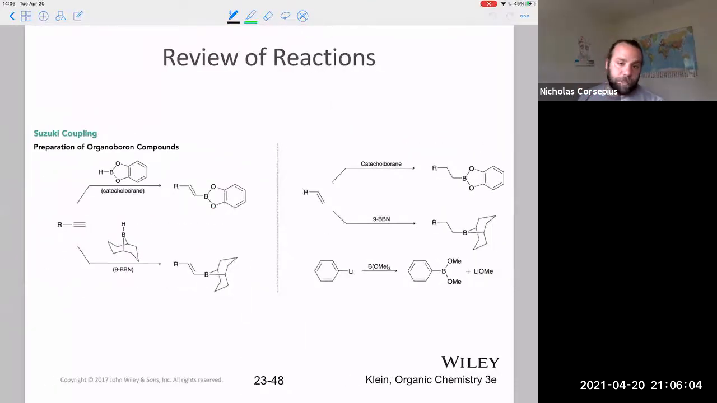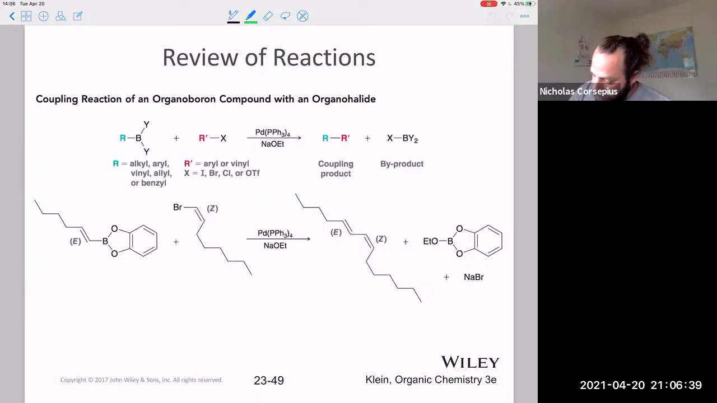Same thing with the Suzuki. We know how to prepare these reactions. Actually, notice here they gave you a new one. Again, it's the pi bond that's reacting. So if we start out with an alkyne, then what we'll get at the end is a vinyl organoboron compound. If we start out with an alkene, then we get an alkyl. And we can always also just start out with an organolithium compound, react that with boron in order to get our organoborane.